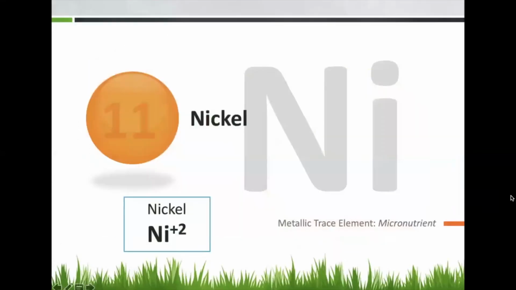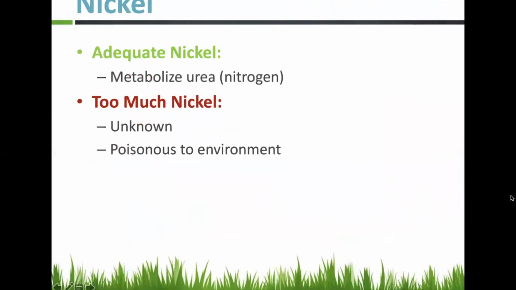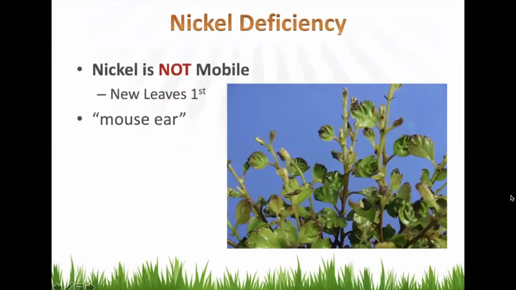Now we're going to discuss nickel. With adequate nickel, this metabolizes nitrogen, but with too much nickel, it could be poisonous to the environment. Nickel is not mobile, so this is going to affect the first year's growth, and it's going to almost create a mouse ear. So it's going to be stunted growth. It's going to have a marginal necrotic or chlorotic form to it as well, and this is going to come on new leaves first.